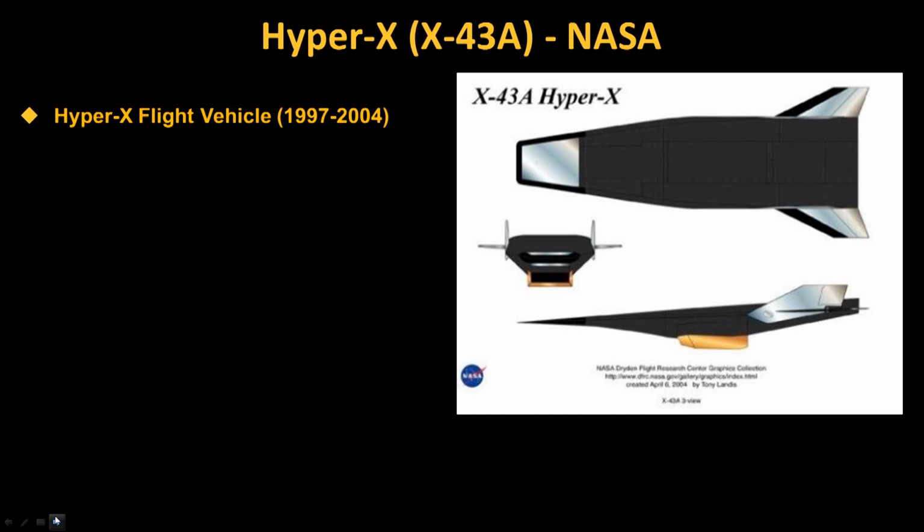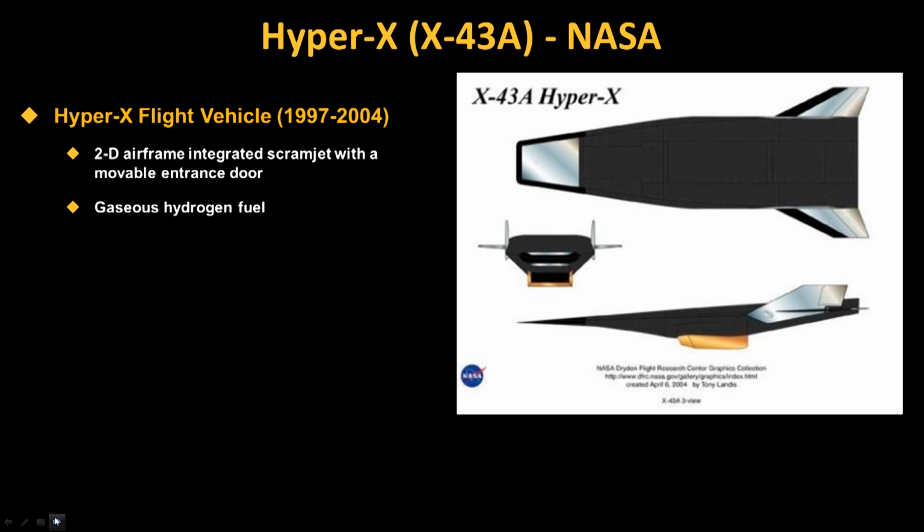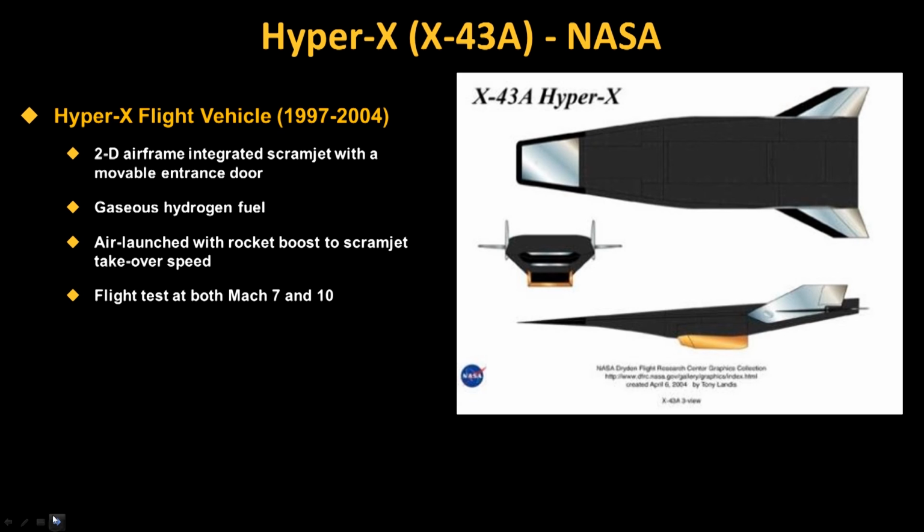The X-43A was a subscale, airframe integrated, scramjet-powered vehicle which had a 2D engine with a movable entrance door, used gaseous hydrogen as a fuel, and was air-launched and then rocket-boosted to the scramjet takeover condition. Flights were conducted at both Mach 7 and Mach 10 in 2004, with the engine operating for approximately 5 seconds.